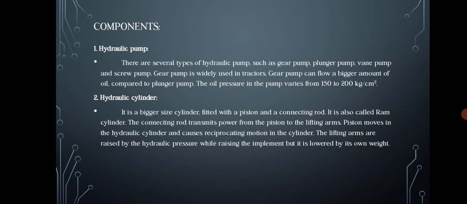Hydraulic cylinder. It is a bigger size cylinder fitted with a piston and a connecting rod. It is also called ram cylinder. The connecting rod transmits power from the piston to the lifting arm. The piston moves within the hydraulic cylinder and causes reciprocating motion in the cylinder. The lifting arms are raised by the hydraulic pressure while raising the implement, but they are lowered by their own weight.